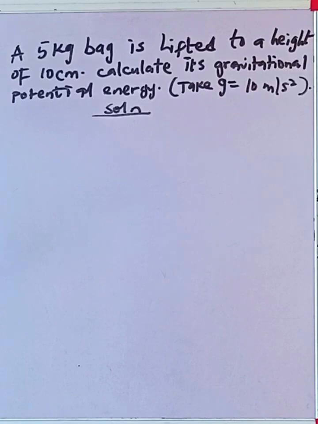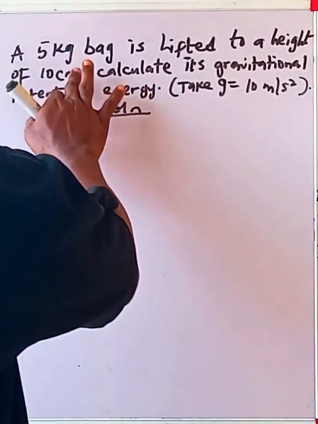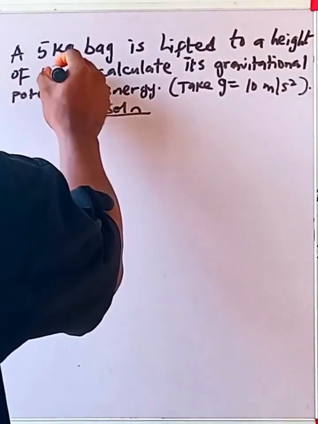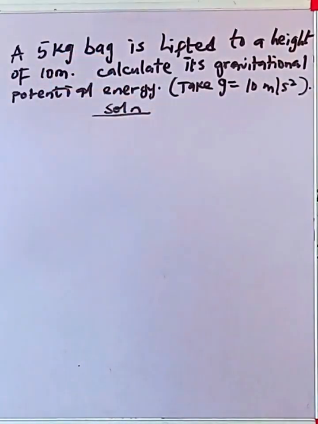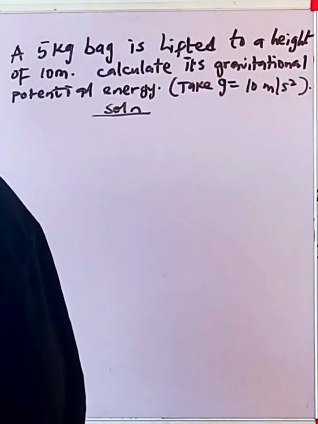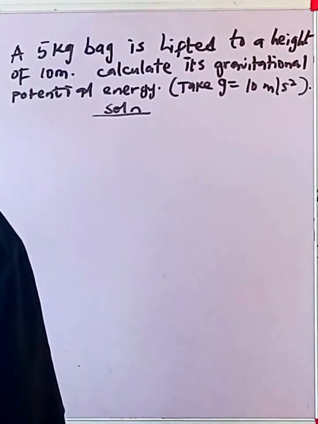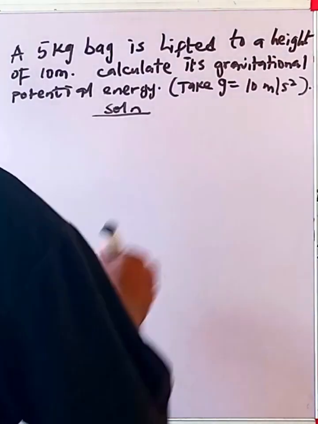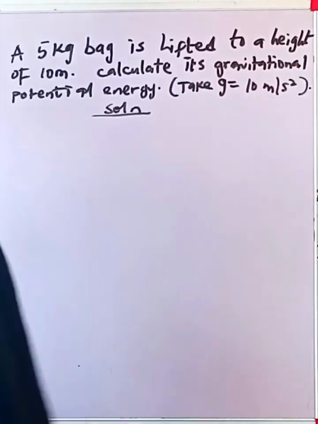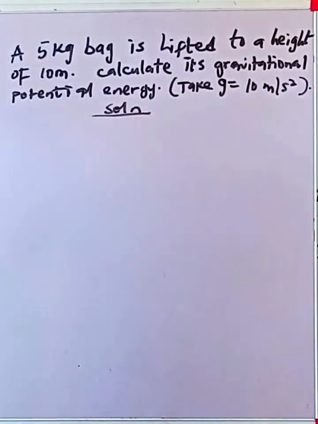All right. Okay, I wrote centimeter. It's supposed to be meter. Okay, let's change this place to meter. All right, it's to the height of 10 meter. It says then calculate its gravitational potential energy. They give us our gravitational G as 10 meter per second square, right?